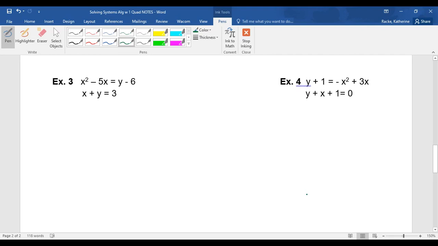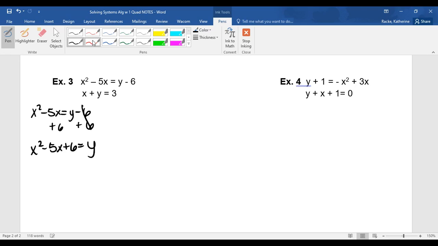So if I look at example 3, they're not set equal to y. So I'm going to go ahead and set them equal to y, and I would need to do this with both equations. So if I take this first equation, I'm just going to add 6 to the other side to solve for y. So I get x squared minus 5x plus 6 equals y.